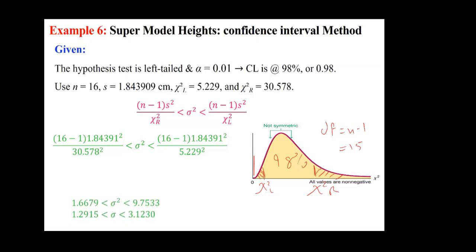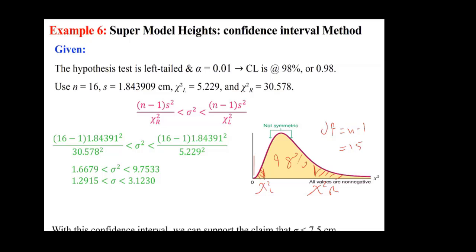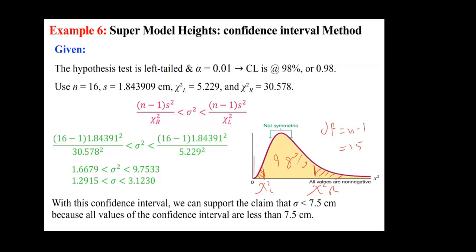Now this is the sigma squared. And remember what happens to sigma. Sigma, you just take a root. It's between the two. All right. Take a root: between 1.2915 and 3.1223. With this confidence interval, we can support the claim that sigma is less than 7.5. Why is that? Because all values of the confidence interval are less than 7.5. In other words, both numbers, the number on the left as well as the number on the right, and this is what we are comparing with, both of them are less than 7.5.